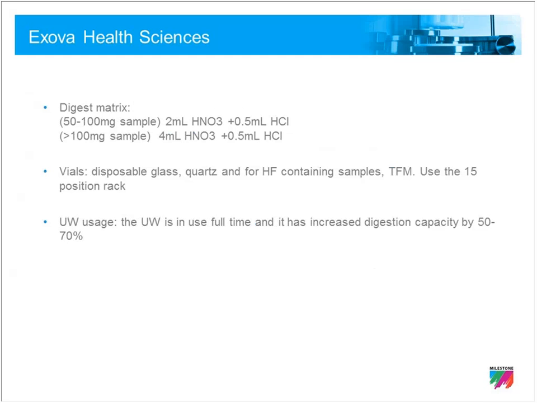For their sample, just a little bit about the actual method. The sample amount that they use is 50 to 100 milligrams of sample, using 2 mils of nitric and a half a mil of HCl. For samples that are over 100 mgs, 4 mils of nitric and a half a mil of HCl is used. For vials, it really depends on the chemistry that they're doing and their elements of interest, so they use all of them that are available.